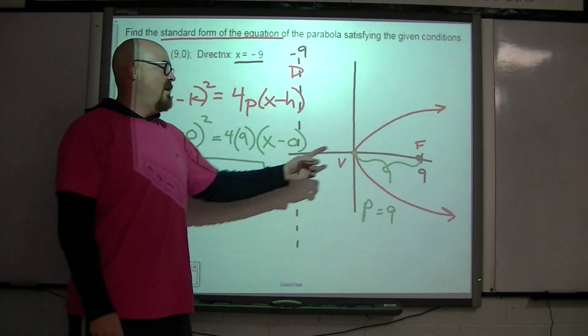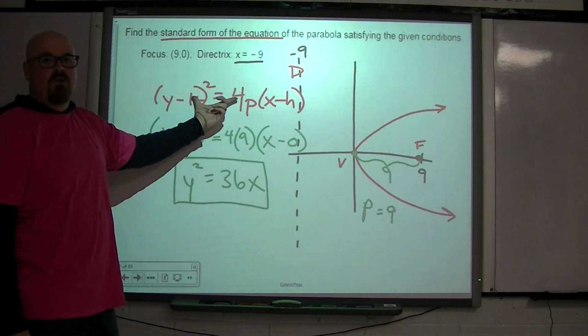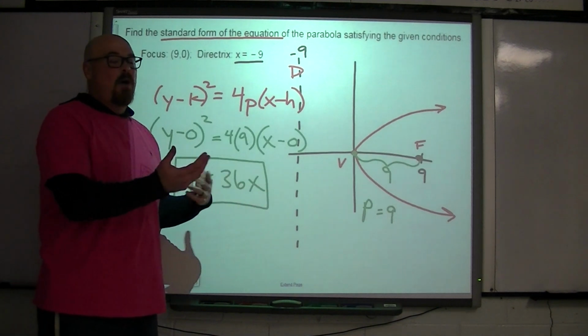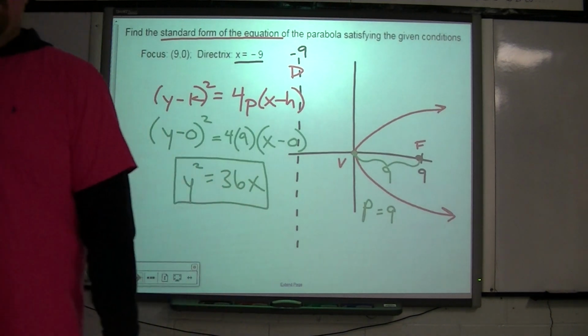Okay, and understanding, is p positive? Is p negative? Which type of function am I supposed to use? Is it y squared? Is it x squared? How is it opening? A lot of information. The more practice you do with this, the better you're going to understand it.